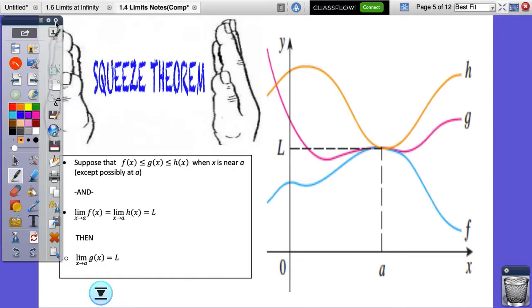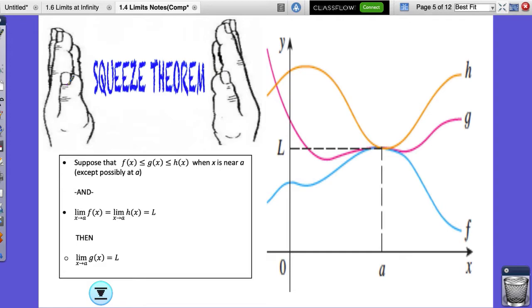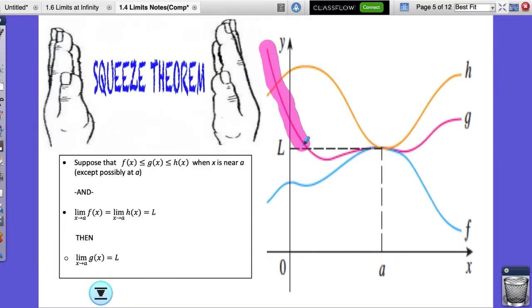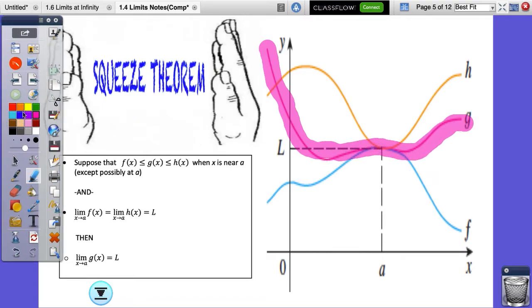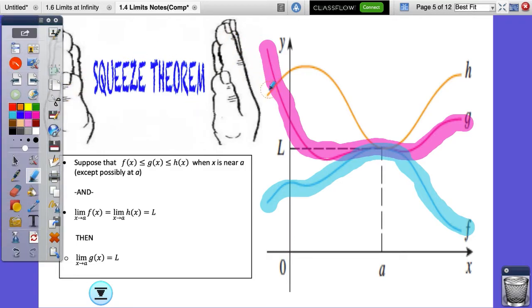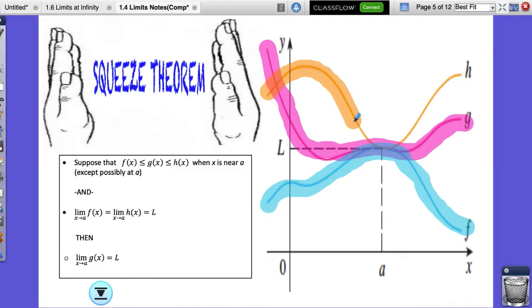The squeeze theorem. What the squeeze theorem says is if I've got some function that I cannot find the limit of as x approaches a certain number, so I've got this pink function, and I can find a function that's always beneath it, or at the same place as that function, except for possibly at that point, and I can find another function that I can put on top of it, always, in that little region, except for possibly at that point.